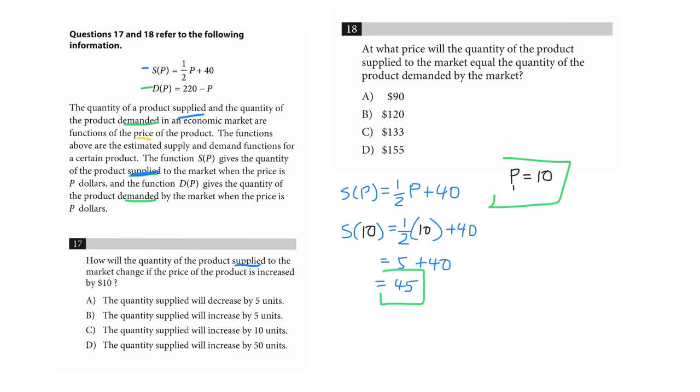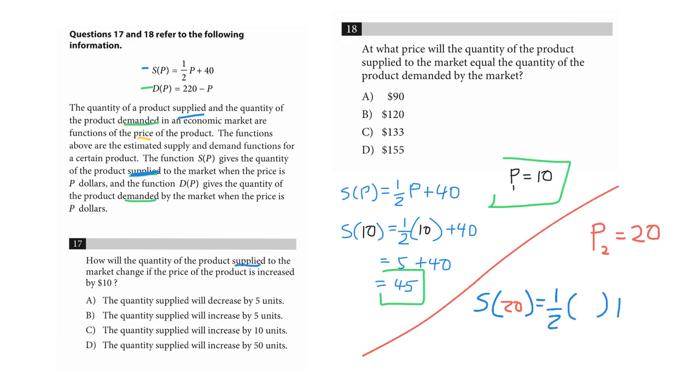So let's analyze what happens when we increase the price by 10 bucks, right? So now the new price, which we're going to call P sub 2, is increased by $10, so the new price is 20. All right, so what happens when we put in 20? So it's going to be S of 20, and that's going to give us 1/2 of 20. What does that give us? Well, that's going to be 10, right? Because 1/2 of 20 is 10 plus 40, and that gives us 50, right?